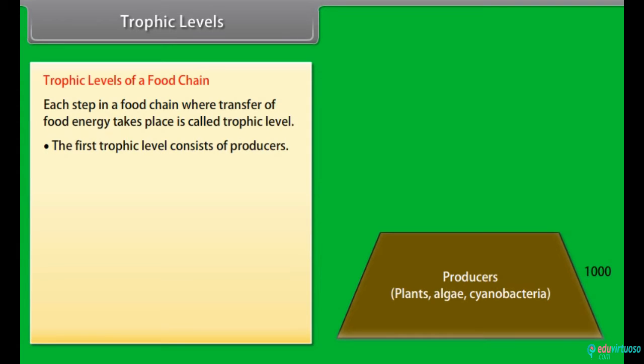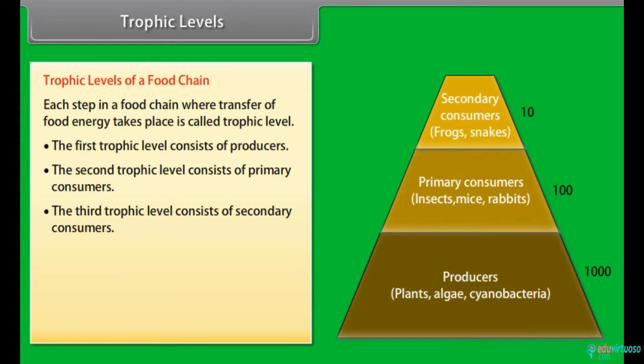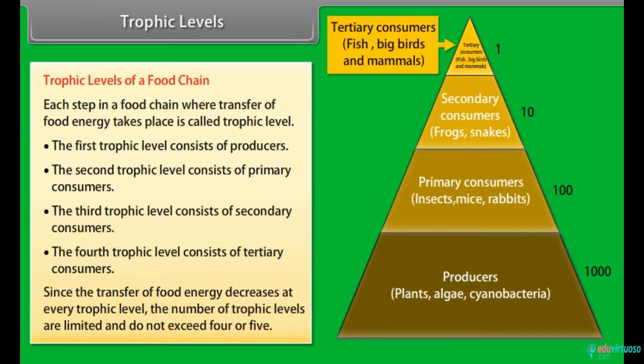Trophic levels. Each step in a food chain where transfer of food energy takes place is called a trophic level. The first trophic level consists of producers. The second trophic level consists of primary consumers. The third trophic level consists of secondary consumers. The fourth trophic level consists of tertiary consumers. Since the transfer of food energy decreases at every trophic level, the number of trophic levels is limited and does not exceed 4 or 5.